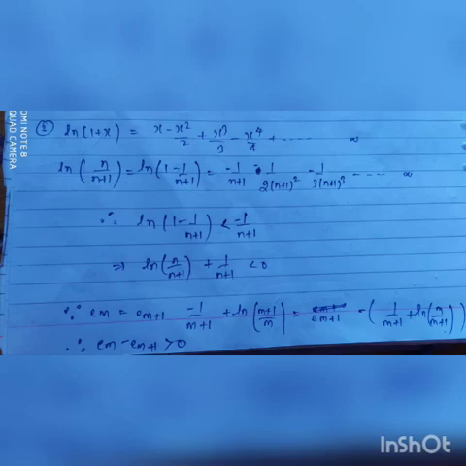Since n+1, (n+1) squared, (n+1) cubed are all positive terms, using basic number theory we can easily see that log of n over n+1 is less than minus 1/(n+1). So we have proved that log of n over n+1 plus 1/(n+1) is less than 0. So the negative of this term would be positive.